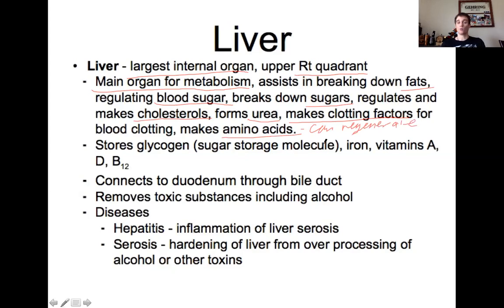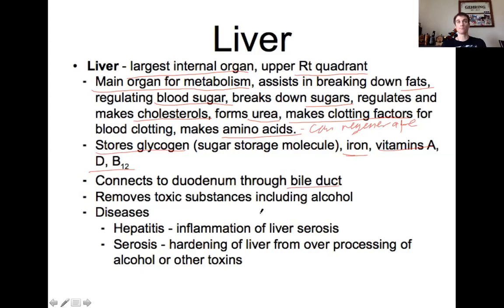So there are some people that will voluntarily donate a portion of their liver, which we'll look at. You have 4 lobes, so they can donate a portion of that because your liver will then eventually, over time, grow back. Some other things your liver does: it stores glycogen, which is a sugar storage molecule. It stores iron, vitamin A, vitamin D, and B12, and then it connects to your duodenum through the bile duct.